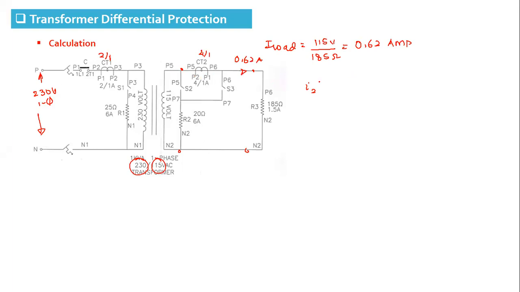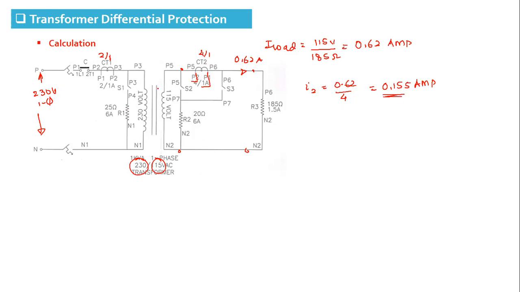Here is 0.62 by 4. That comes 0.155 ampere. So this current that is injected to relay coil under normal condition is 0.155.